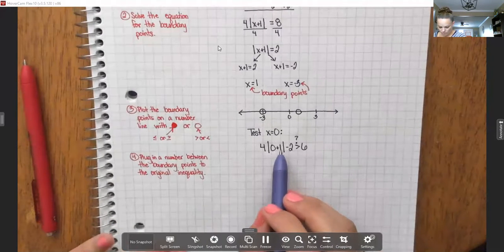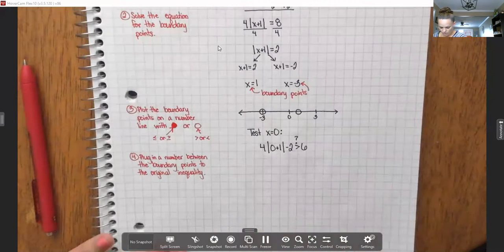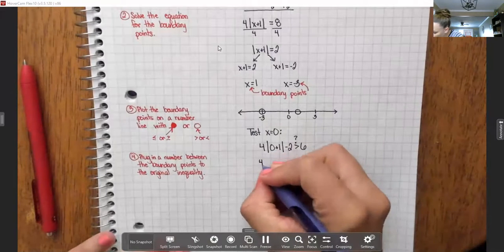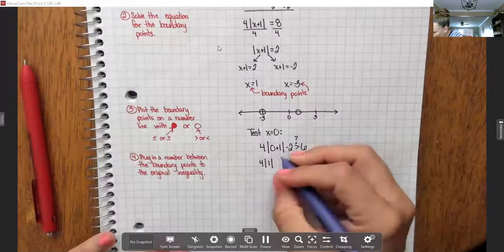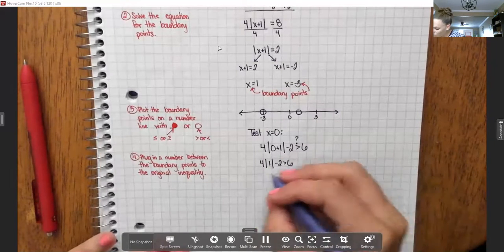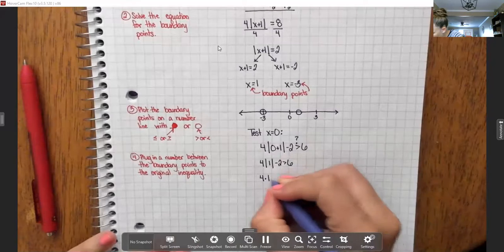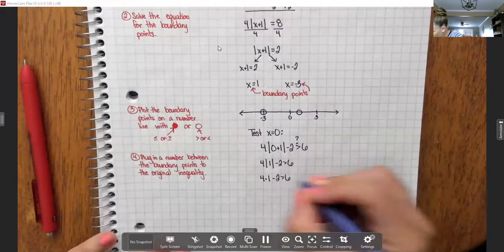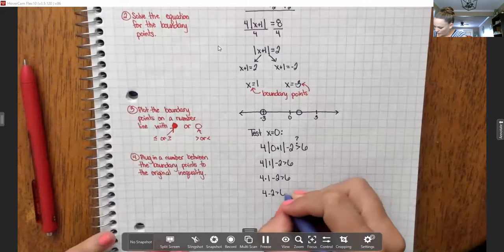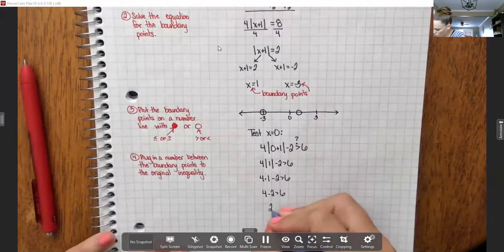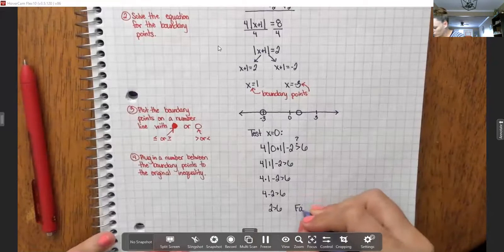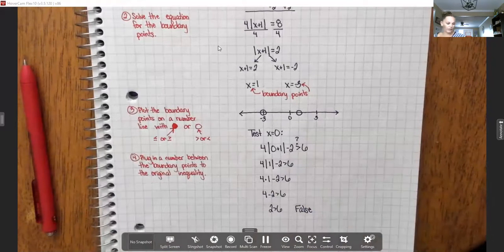So following our order of operations, this becomes 4 times the absolute value of 1 minus 2 is greater than 6. The absolute value of 1 is just 1. So 4 times 1 minus 2 is greater than 6. 4 minus 2 is greater than 6. And we get 2 is greater than 6, which is false. 2 is not greater than 6.